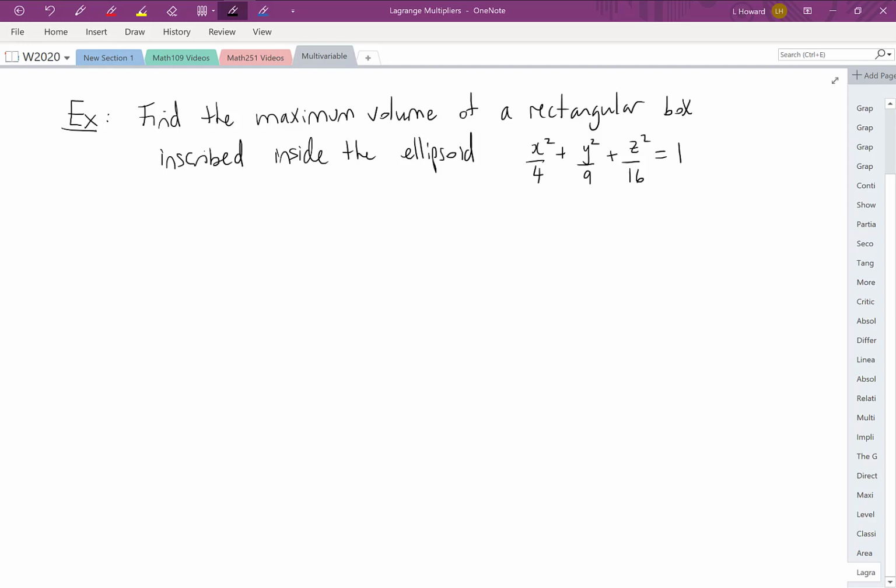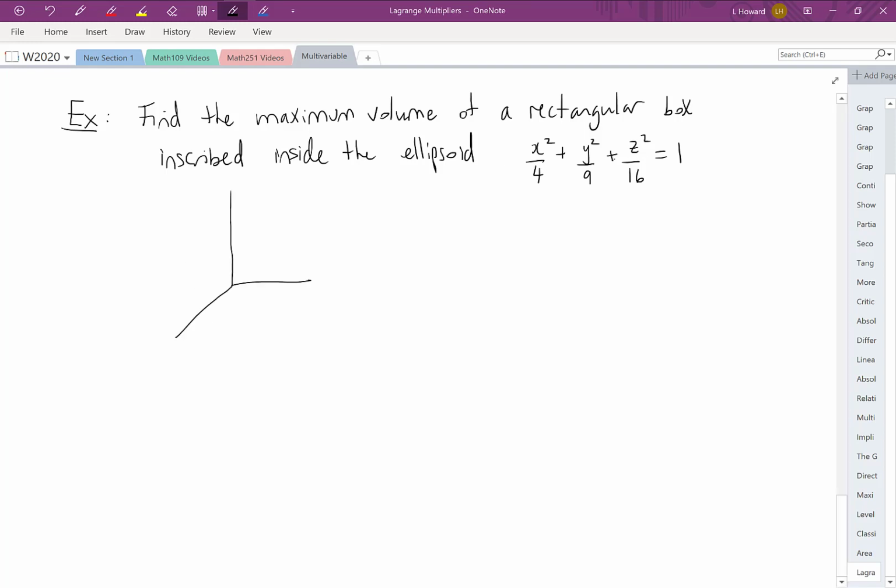So we're now going to try a Lagrange multiplier problem where we've got three variables, x, y, and z, coming up in the problem. So in other words, it's a three-dimensional problem as opposed to a 2D problem. We're going to find the maximum volume of a rectangular box that can be inscribed inside a certain ellipsoid. So let's start by drawing a picture of this ellipsoid.